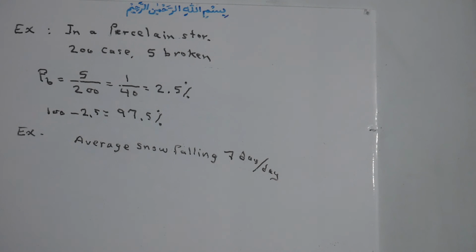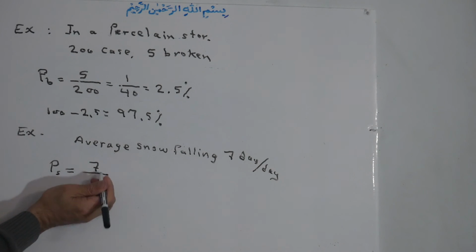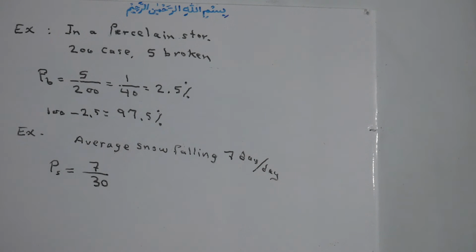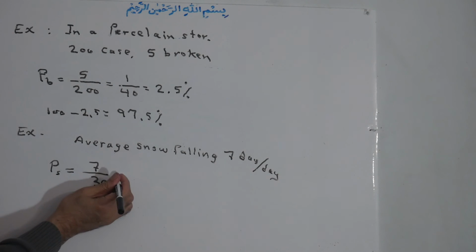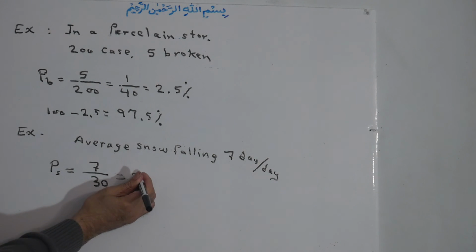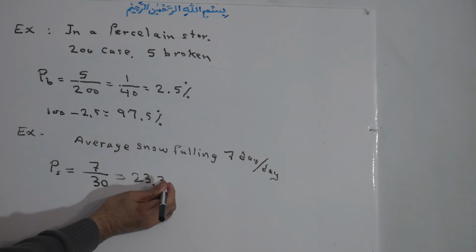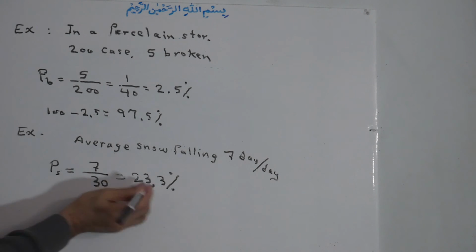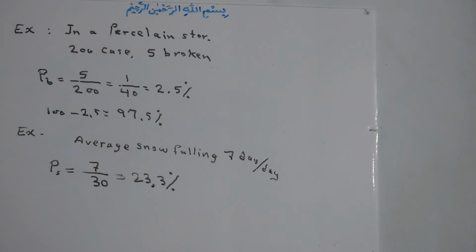On one of the days, for example the 5th of January, how many percent is the probability of snow? We know that 1 month is 30 days. So the probability of snow on a random day, like the 5th or 7th of the month, any day of the month, is 7 over 30. Because 1 month is 30 days, we divide 7 by 30, which is 23.3%. On that certain day, there is a 23.3% probability of snow.